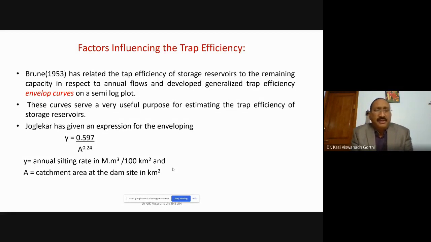Joglekar also has given one expression for this enveloping, like Y is equal to 0.597 A to the power 0.24. A is the catchment area for the entire dam site. It is the drainage area, the basin area in square kilometers. And Y is the annual silting rate in million cubic meters per 100 square kilometers.